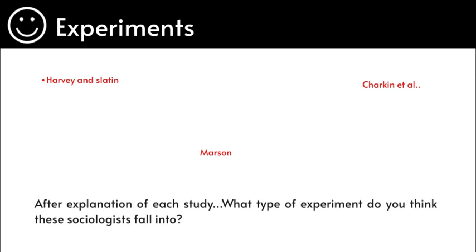Then we look at experiments generally: Harvey and Stalin, Chuck and Ethel, Marson. Let me go through each of them. Harvey and Stalin: teachers were given pictures of students and told to label them. Some of the teachers realized the patterns, that it was class and ethnicity. And they found that the students teachers labeled were of a lower class and of a very deprived ethnic minority group. So Harvey and Stalin was another type of experiment that was conducted.